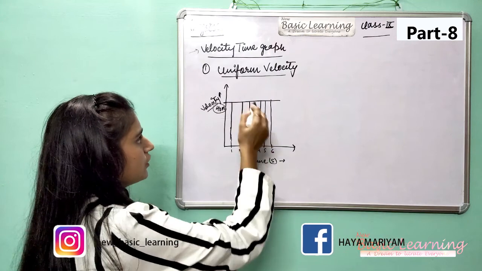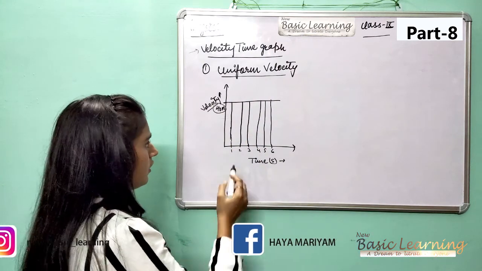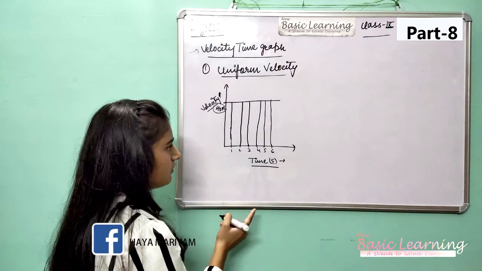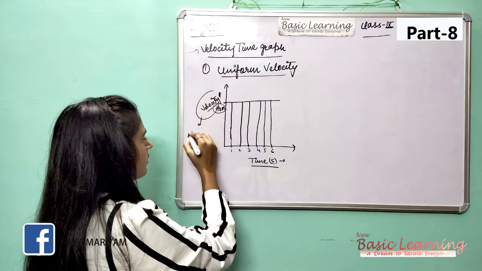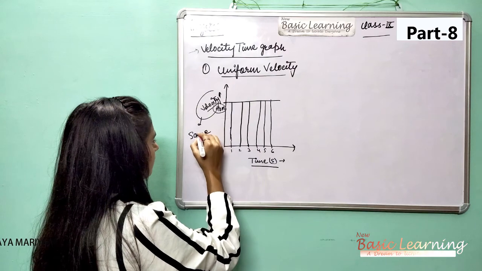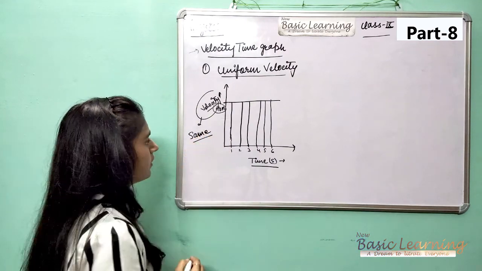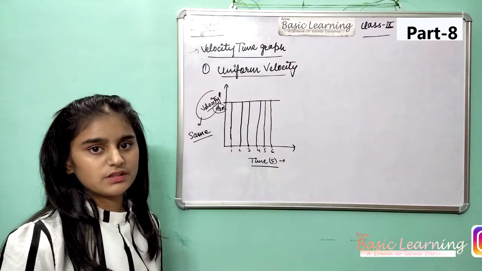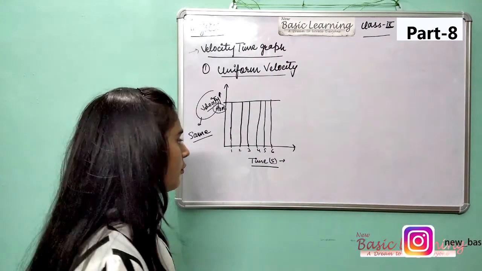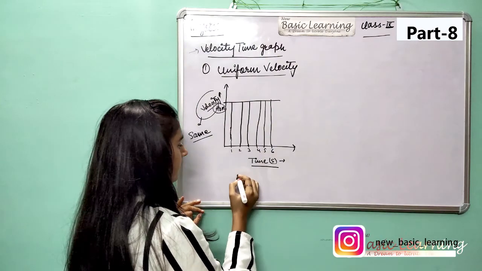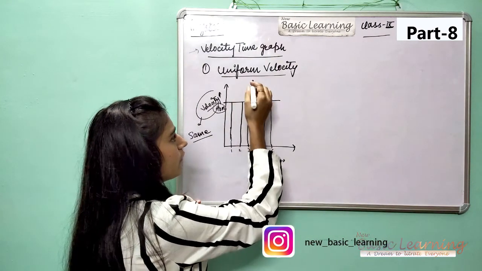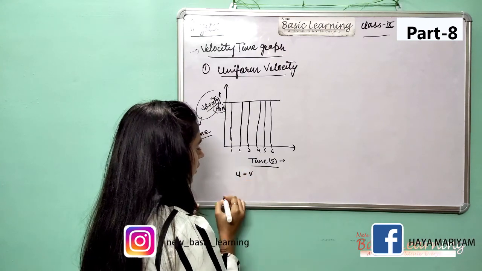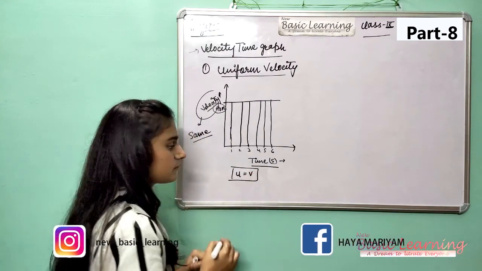So this graph shows uniform velocity, where the time keeps on changing but the velocity remains the same. Now let's move to the next point. Before that, I want to tell you that where there is uniform velocity, the initial velocity and the final velocity are always the same.